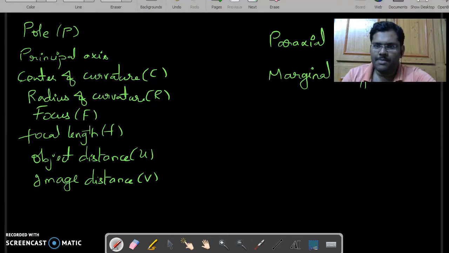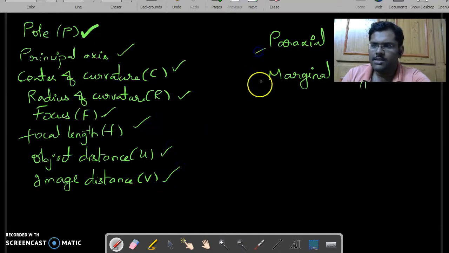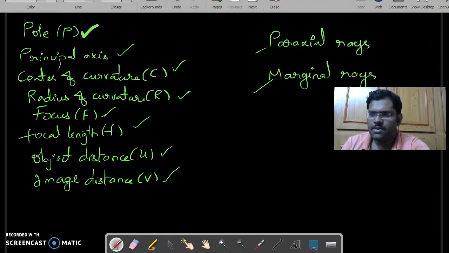So in our previous video, we discussed the refraction of light. In that we discussed some of the terms we call the pole, the principal axis, the center of curvature, the radius of curvature, focus, focal length, the object distance, the image distance, the paraxial rays and the marginal rays. These are the terminologies which we have discussed in our previous chapter.